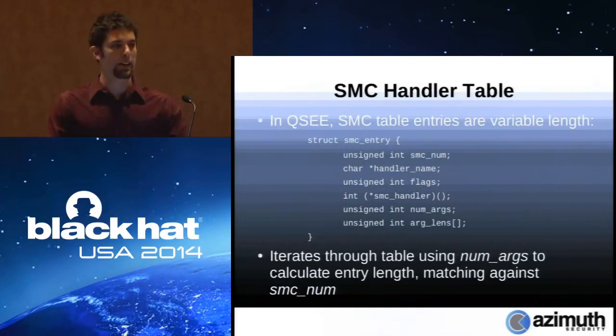Well, revisiting how QSEE actually handles SMC instructions. So when an SMC instruction is issued, QSEE will parse the command structure, and it will iterate over a table with these variable length entries, where each entry corresponds to an SMC handler, sort of like a system call handler, where each entry contains an SMC number, which is just the identifier of the SMC request, a pointer to a string describing the handler, which was incredibly useful when trying to figure out what each of these handlers actually did, various flags, and then a function pointer to the actual function that gets invoked by QSEE when this SMC request matching this ID is issued, a number of arguments field, and then a variable length array whose length depends on this number of arguments field, because this variable length array contains one entry for each argument, and each entry corresponds to the length of each argument.